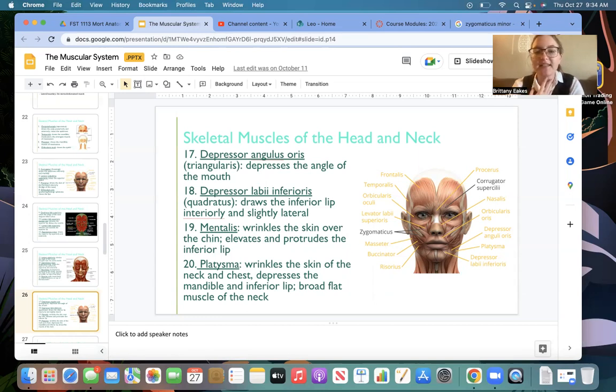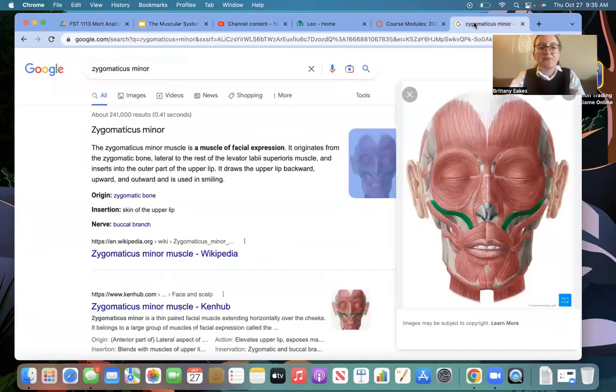And then we have the platysma, which will wrinkle the skin of the neck and chest. It depresses the mandible and inferior lip. It's a broad, flat muscle of the neck. So let's pull up images of these. First, we've got the depressor anguli oris. Right there, you can see it's in the lower, so it's going to pull that angle of the mouth. The depressor labii inferioris. I don't see that one, or the quadratus muscle.